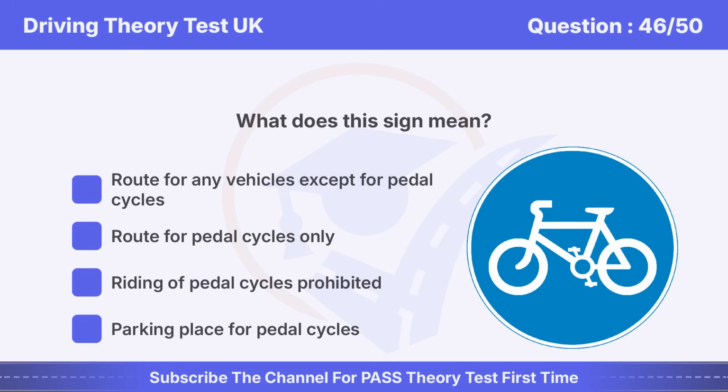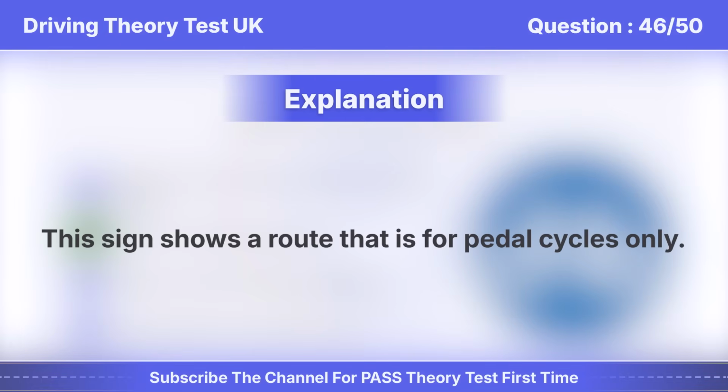Question 46. What does this sign mean? Answer is B. Route for pedal cycles only. This sign shows a route that is for pedal cycles only.